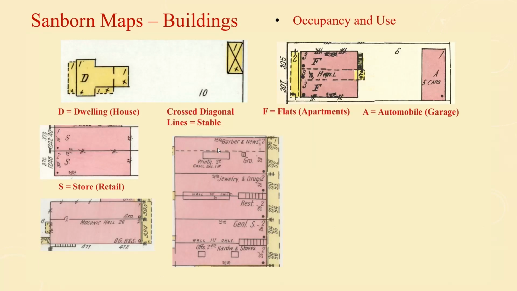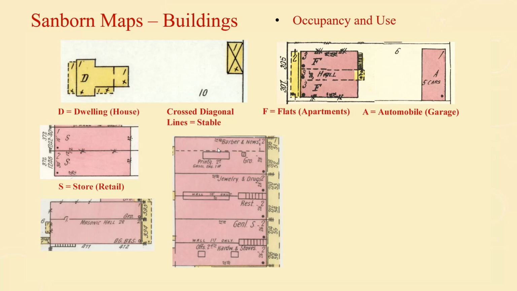Another thing you'll find on Sanborn maps is an indication of the occupancy and use of each building. So D means dwelling, that's a house. If there are crossed diagonal lines on a building, that is a stable where horses were stabled. Where you had horses stabled, you had hay. Hay is flammable. F means flats or apartments.